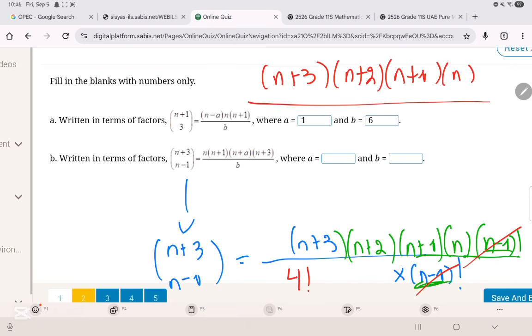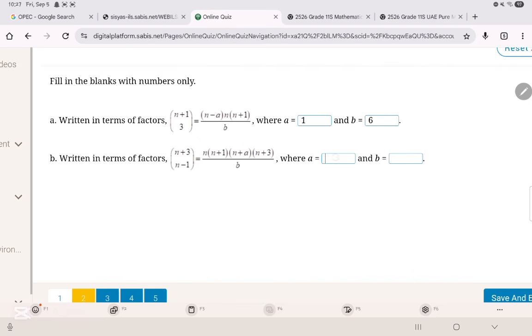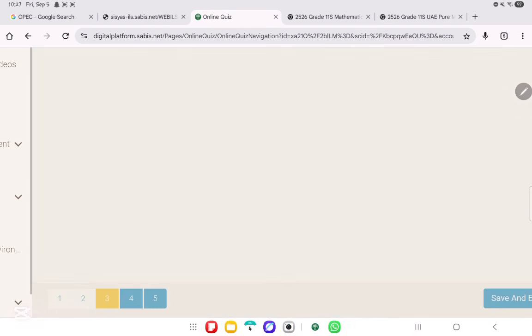over 4 factorial. You can put it on the calculator. So 4 factorial is 24. So very simply, the value of b in this case is 24, and the value of a in this case is 2. So 2 and 24. Let's move on to question number 3.